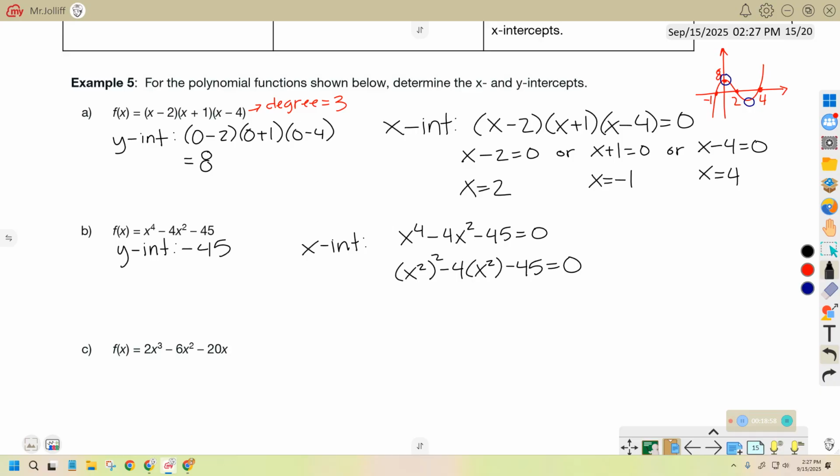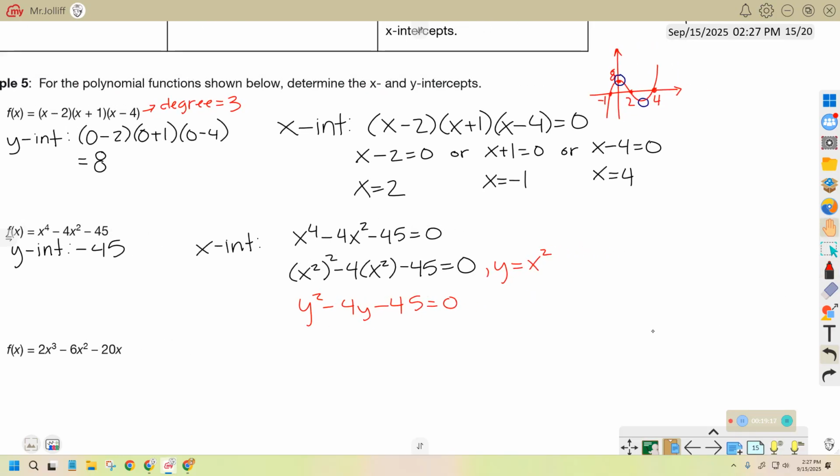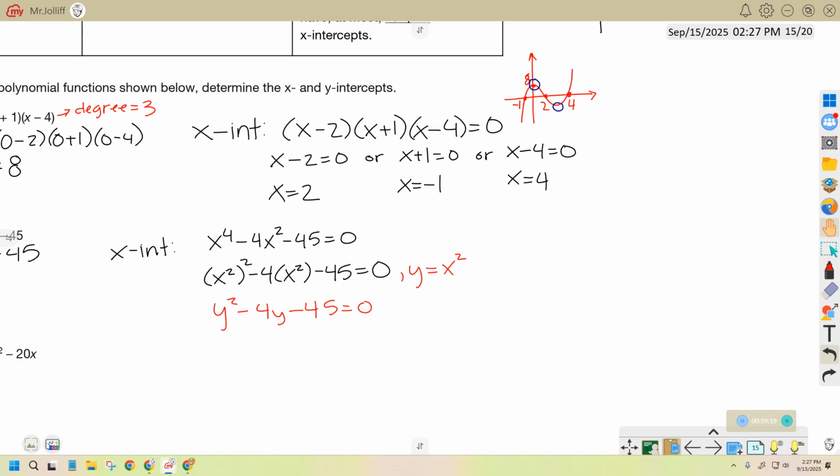We could rewrite this if that makes you uncomfortable. We could write y equals x squared and rewrite this as y squared minus 4y minus 45 equals 0. Both of those would do the same thing. I want to factor that guy. So I'm looking for numbers that multiply to negative 45 and add to negative 4.